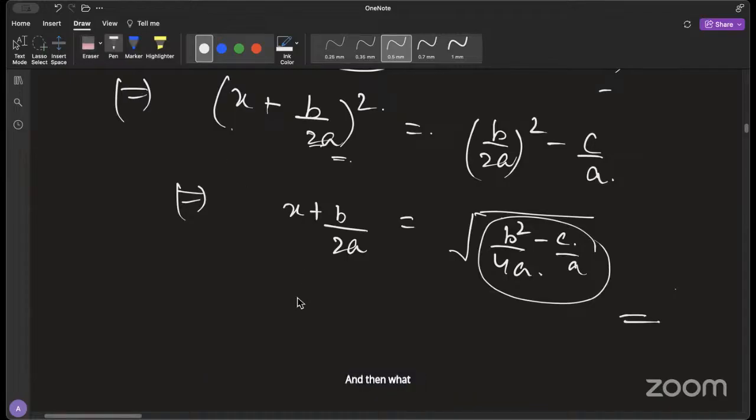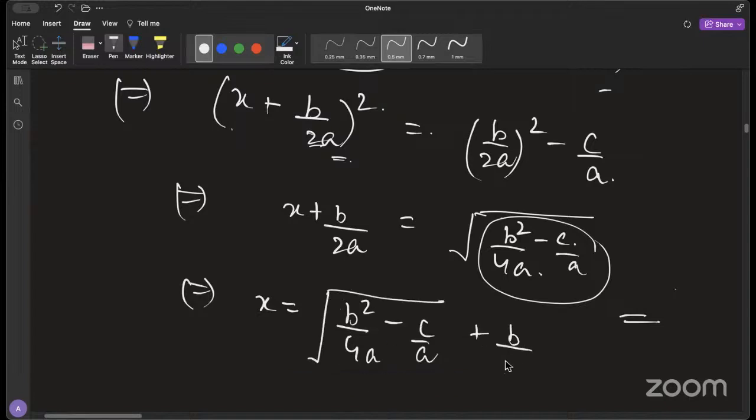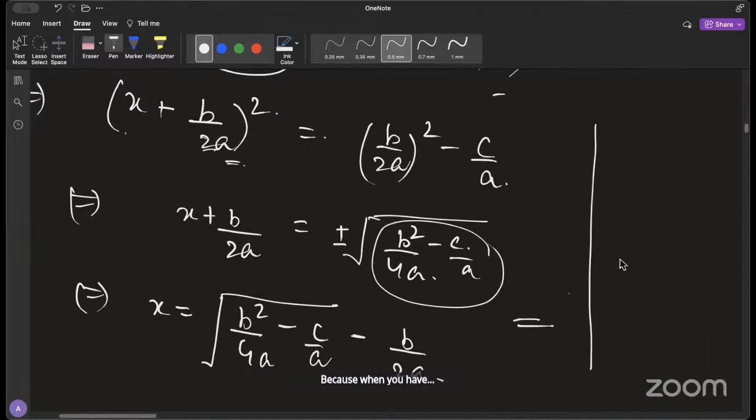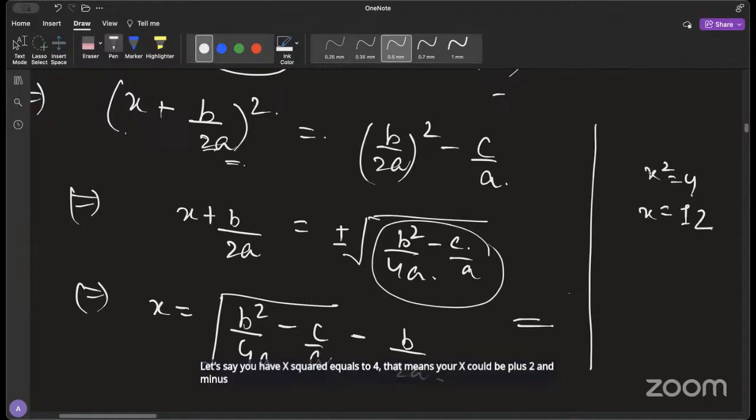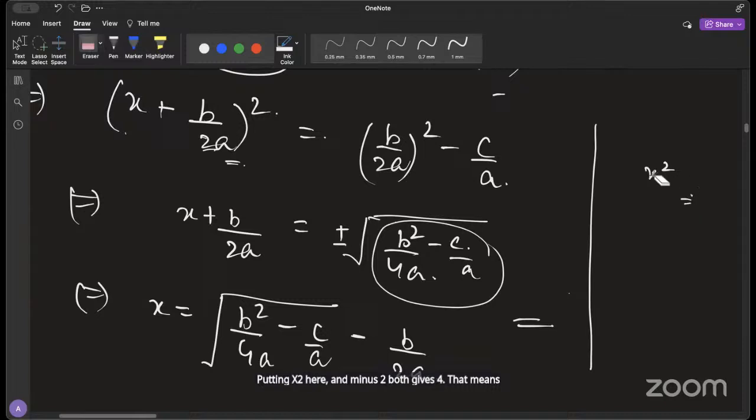And then what you do is you take this to solve for x. You do this, right? B square by 4a minus c by a square root plus b by 2a minus b by 2a. And then you can get the value of x, right? And here you should have plus minus, because let's say you have x square equals to 4, that means your x could be plus 2 and minus 2 both, right? Putting x as 2 and minus 2 both gives 4. That means you should have plus minus here.